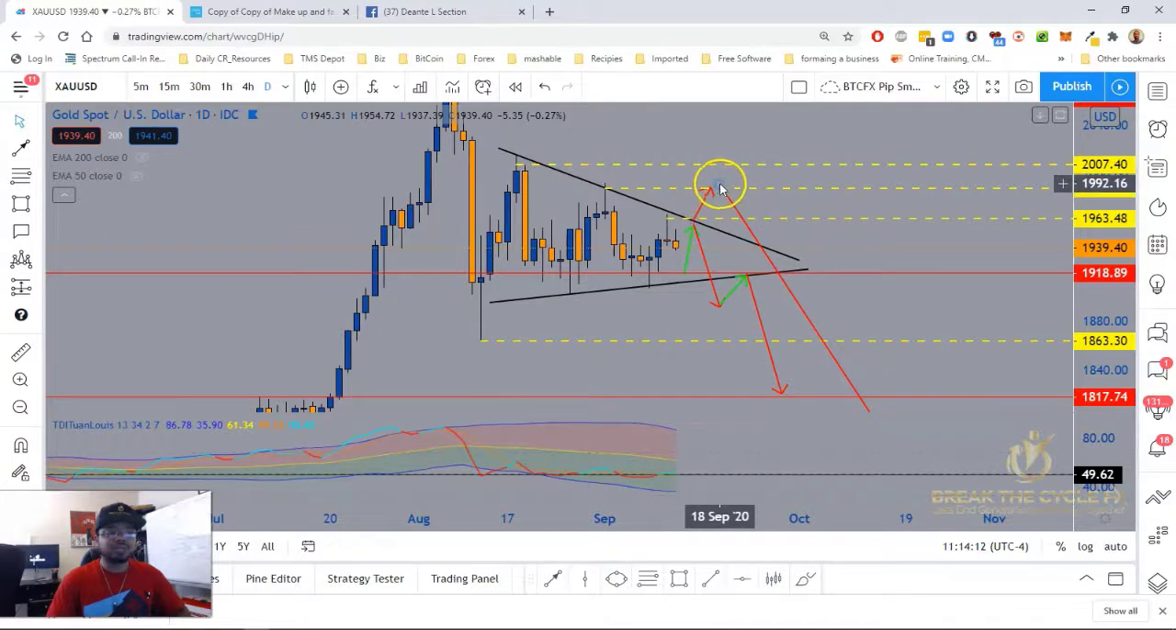And if it does break past our trend line, I'm looking for it to come up to about this area right here, right around 1988.12, before it decides to fall. So if it does break out, I'm going to wait for it to hit this level and see if I get some kind of rejection for the overall sell.